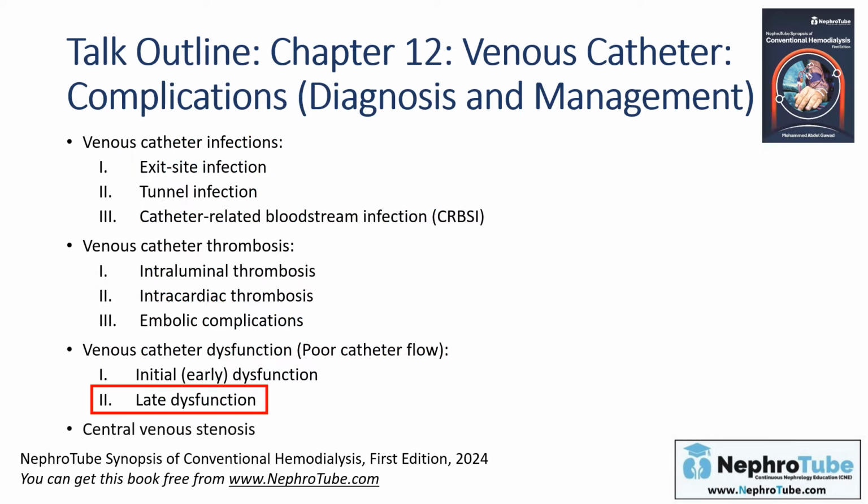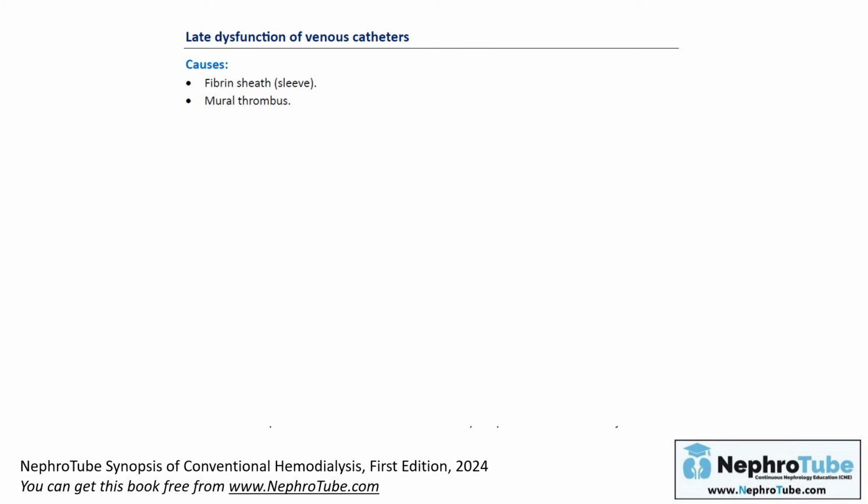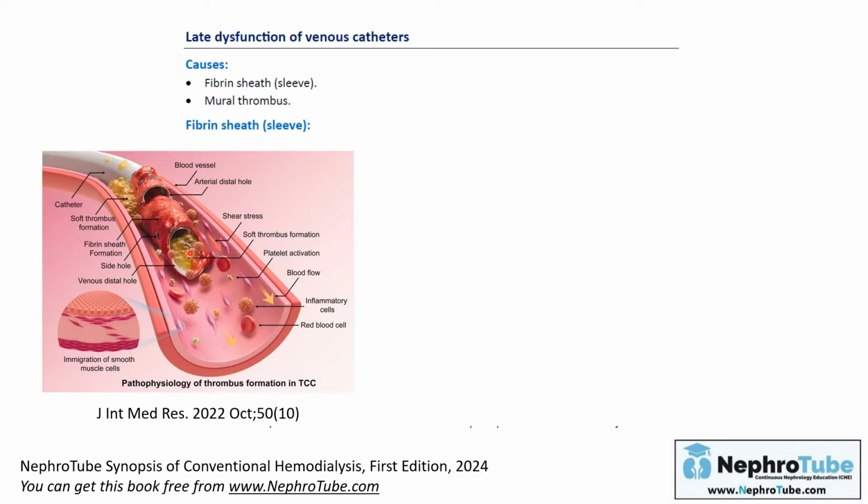Regarding late dysfunction of catheters, what are the suspected causes? The main important points are fibrin sheath and mural thrombus. I will discuss in detail. Mural thrombus means that there is a thrombus in the vessel itself that may occlude the venous catheter. Regarding fibrin sheath, it may develop around the catheter, closing its ports and causing catheter dysfunction. The fibrin sheath may develop within a week or two of insertion.